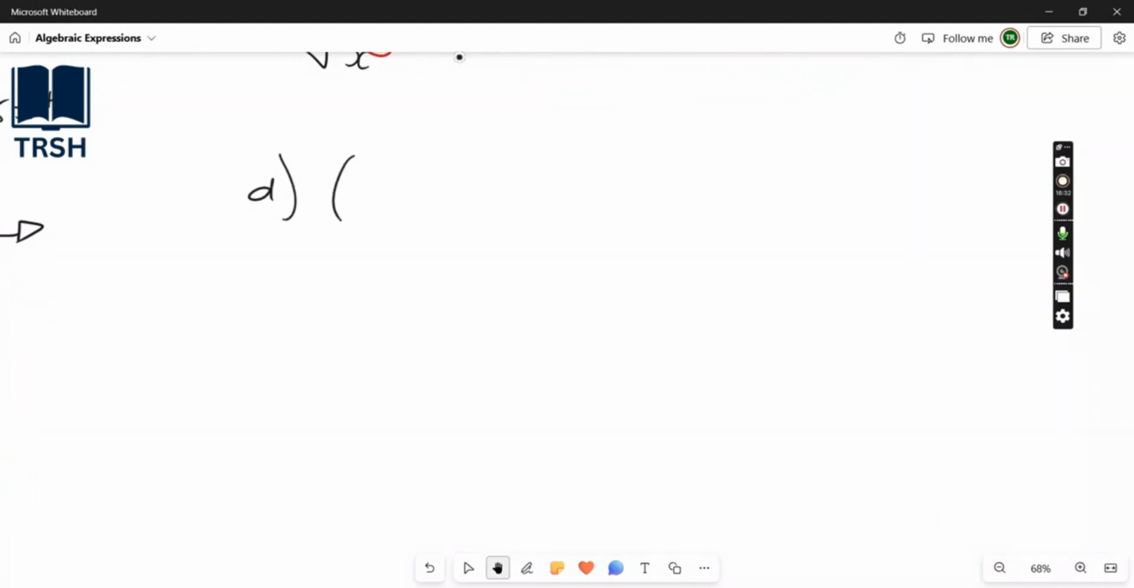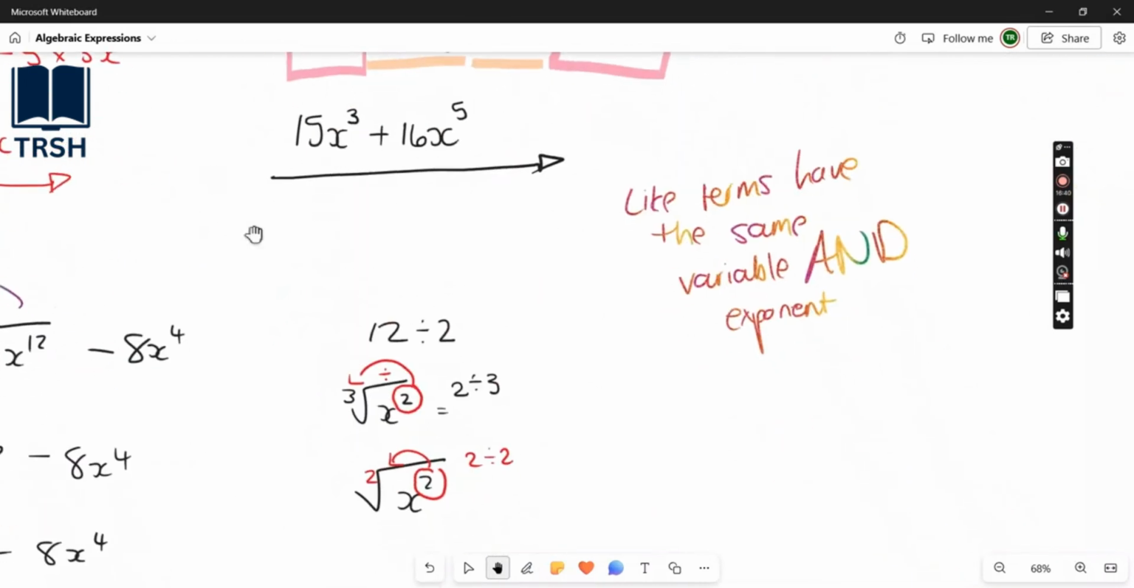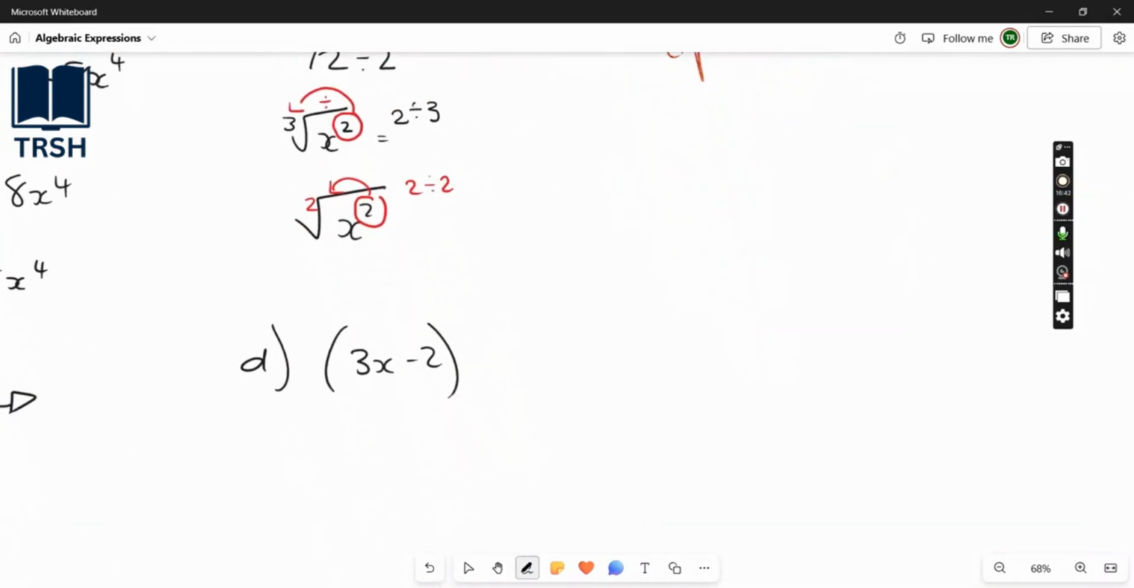We have 3x minus 2 in one bracket, and our other bracket 9x squared plus 6x plus 4. Okay.